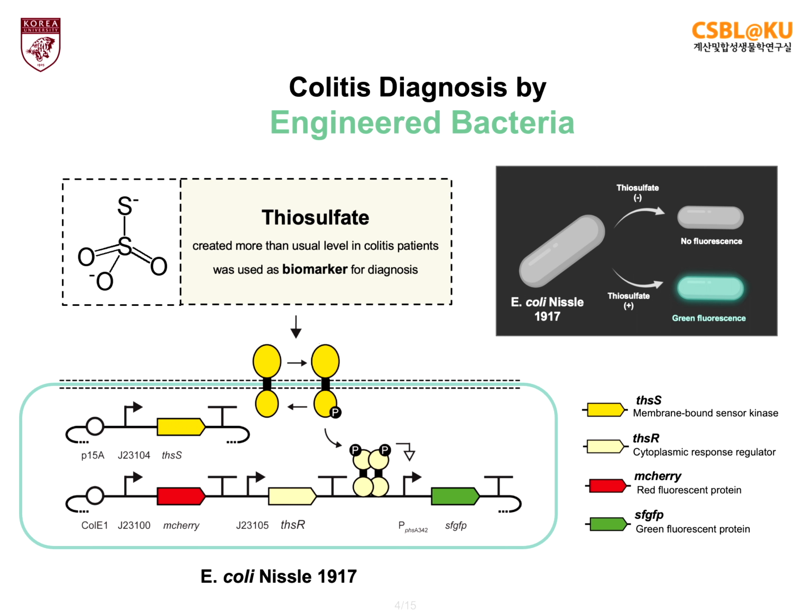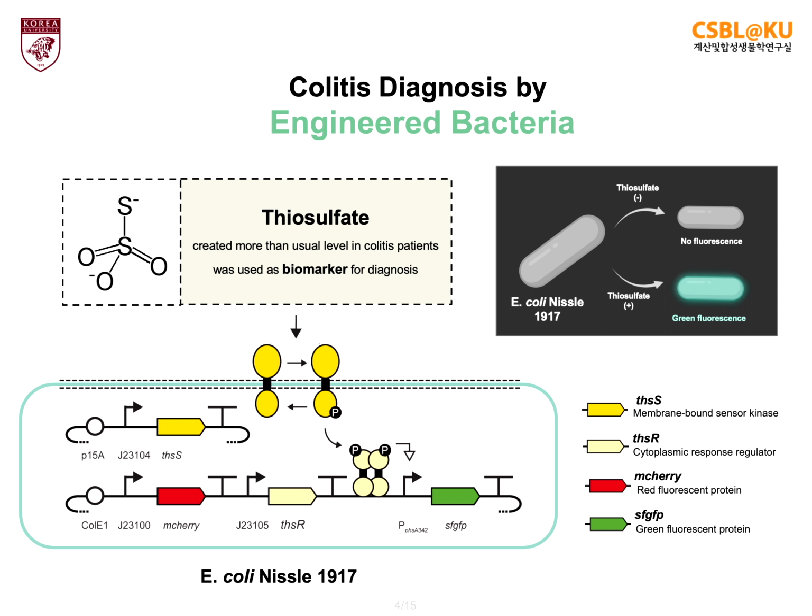Nowadays, an engineered bacterium named E. coli Nissle 1917 is used for colitis diagnosis by using thiosulfate as a biomarker. Thiosulfate is produced at an exaggerated level compared with healthy people. So, when colitis happens, the amount of thiosulfate increases.